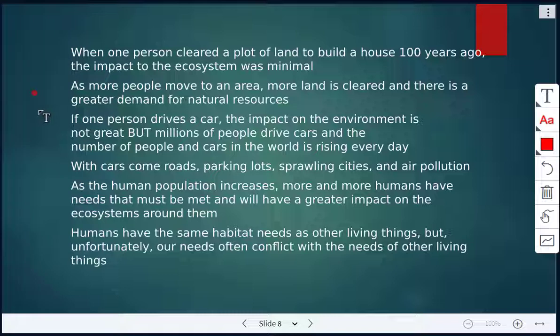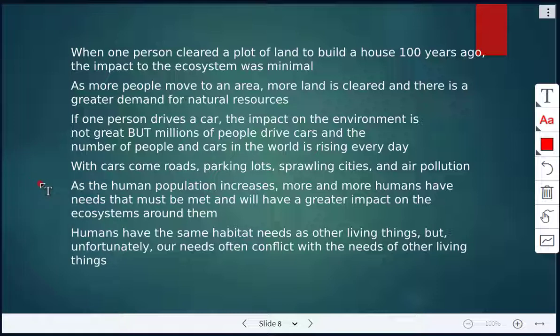Next is if we talk about cars. If one person drives a car, the impact on the environment is not that great, but millions of people are driving cars. And the number of people and cars in the world is rising every day. So we have cars need roads, we need parking lots. So therefore there's more air pollution as well. And we're taking away more habitats to build these roads and parking lots.